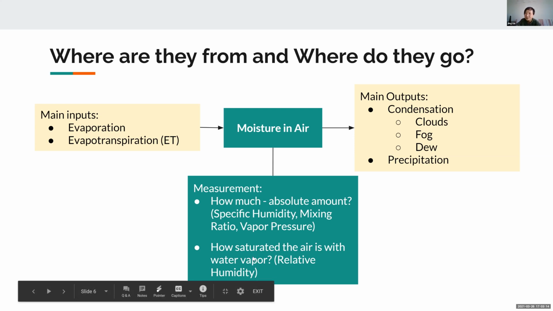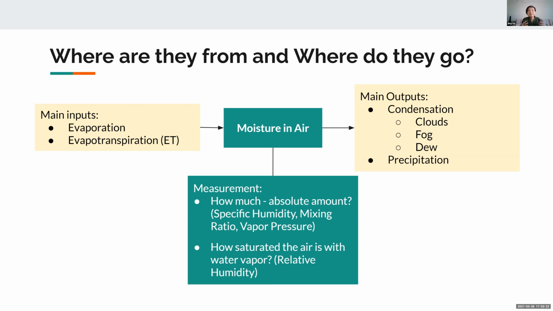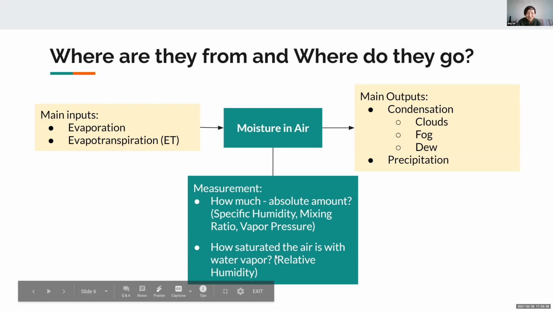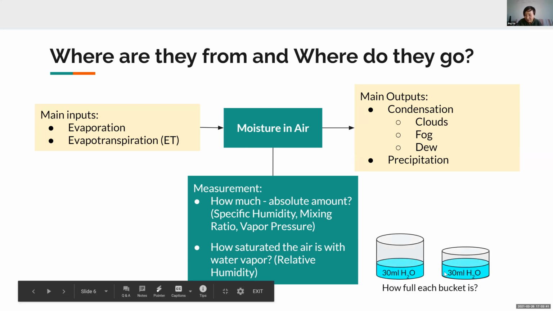Another way, actually a more commonly used way, is how saturated the air is with water vapor. Our air has a capacity to hold water. In other words, it can only hold a certain amount of water, and this capacity is determined by temperature. The warmer the air is, the more water it can hold. So you can see here, I use those two jars. The first jar has a bigger capacity, right?